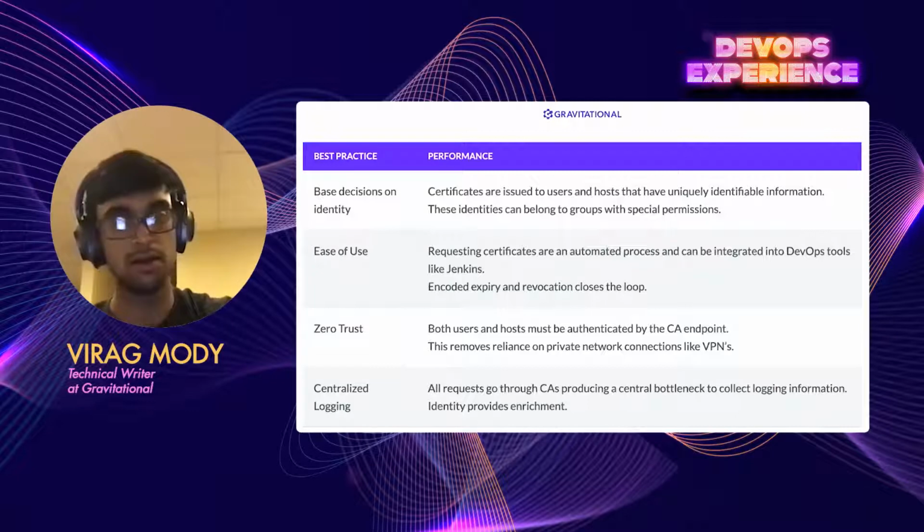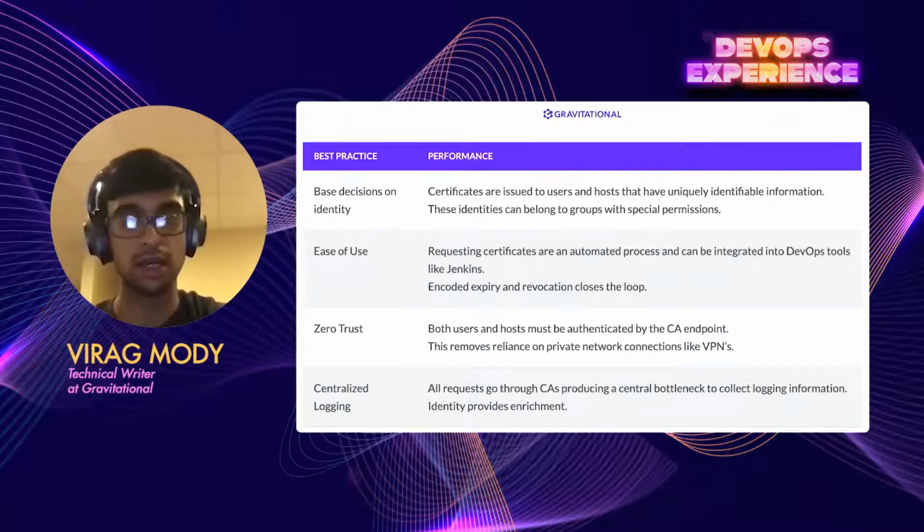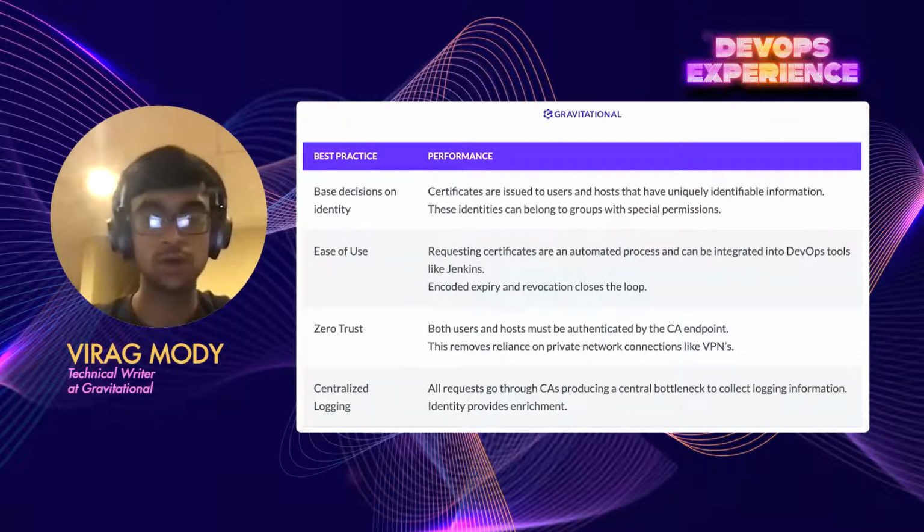And finally, with centralized logging, all of your requests are going through just a single certificate authority, or maybe 2 if you have your user and host. Meaning that you have this central bottleneck that aggregates all of the logging information into one place. And fields like key ID, principals, failed login attempts add much more information and a much richer profile of information to your logs.